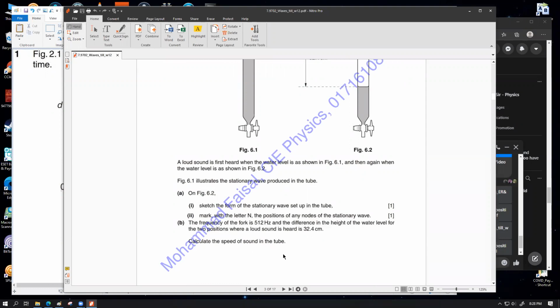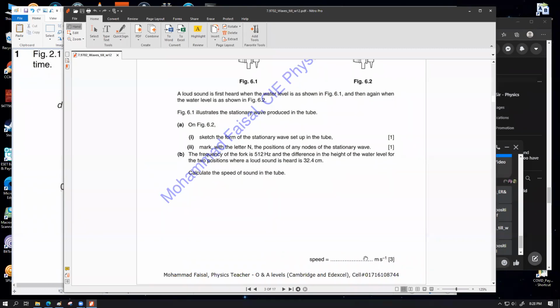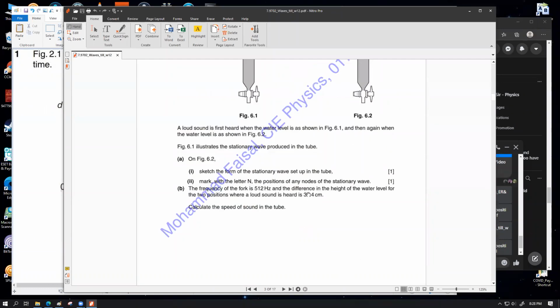This part you can do very simply, because this much is lambda by 2. So you just label this as lambda by 2 equals 32.4. You calculate the lambda, the frequency is given, then you calculate v equals f lambda, the speed of the wave in meters per second. Do the necessary unit conversion. You shouldn't mess it up.